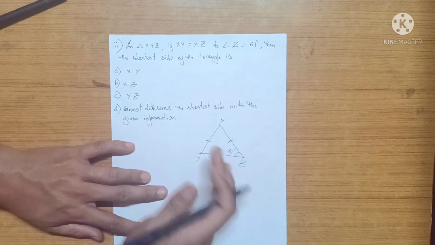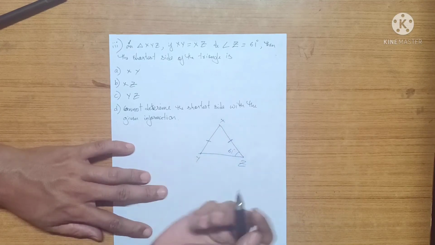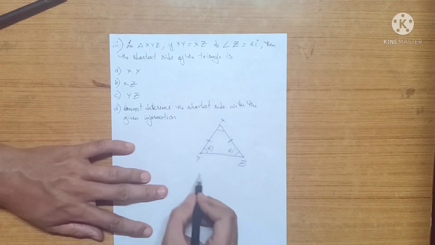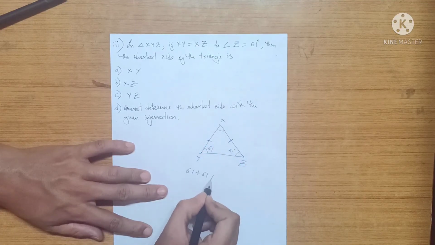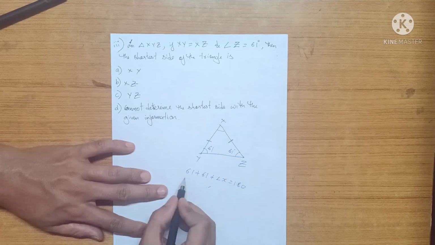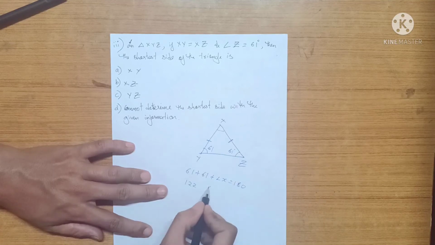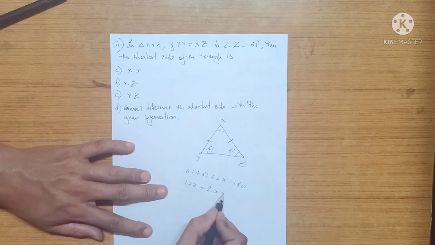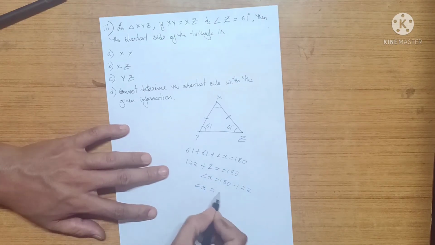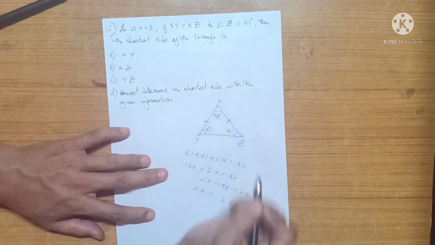This is an isosceles triangle because two sides are equal, so this angle should also be 61. The third angle we have to find out. So 61 plus 61 is 122, plus angle X equals 180. Angle X equals 180 minus 122, which is 58 degrees.